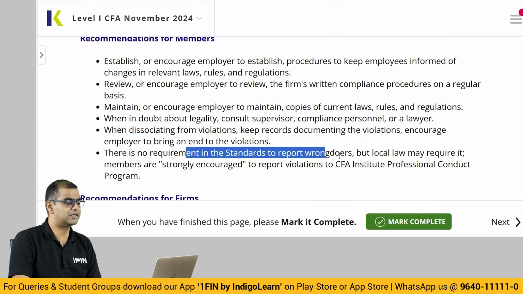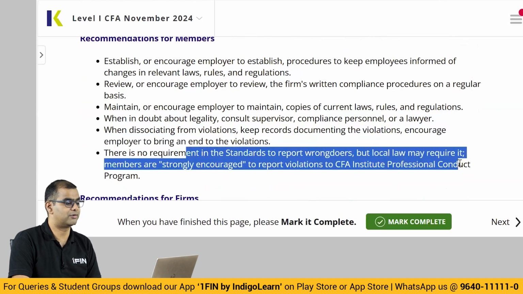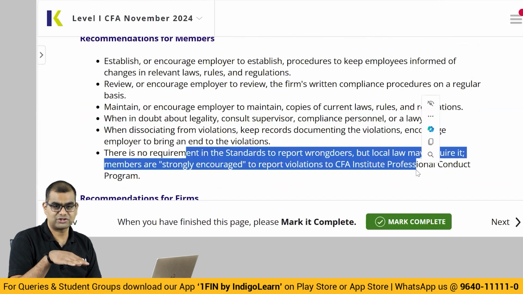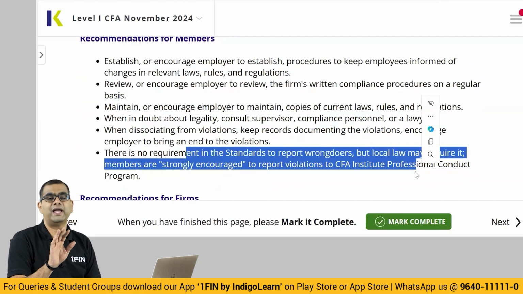There is no requirement in the standard to report wrongdoers, but local law may require it. Members are strongly encouraged to report violations. So CFA Institute Professionalism, Knowledge of Law, does not say you have to report. They only encourage you. You may have to report under some other law, not the CFA Institute rules and regulations.